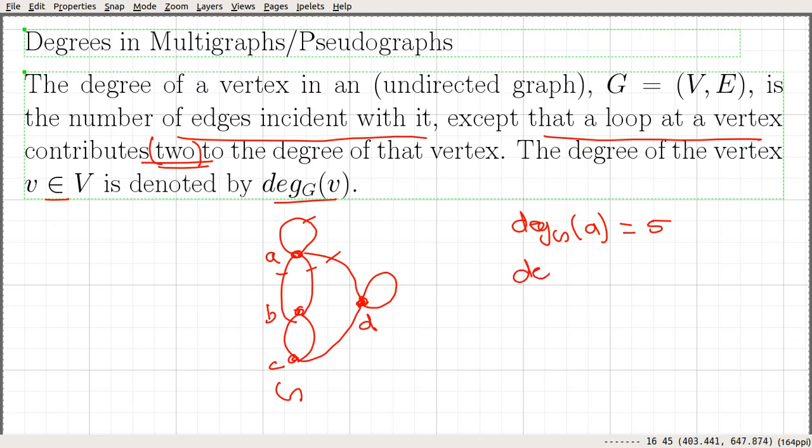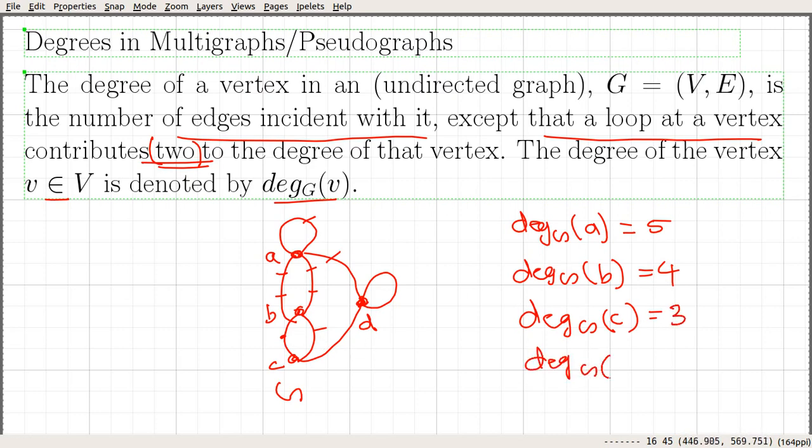Okay, and degree of B is 1, 2, 3, 4. And degree of C is 1, 2, 3. And degree of D is 1, 2, and since we have a loop it contributes 2, so 4. So these are the degrees of each vertex corresponding to this graph.